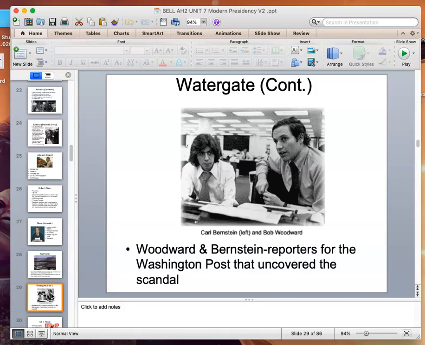Now, I'm giving you the brief overview here, so keep in mind there's a lot more to this than what I'm telling you, but if you want to do more investigating in the Watergate like Woodward and Bernstein did, you can.